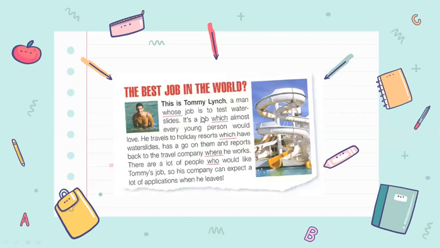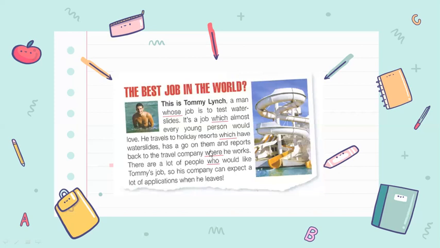Furthermore, here we have a little bit more information about the job itself. It's a job which almost every young person would love. So this is a sort of opinion about this job, about the quality of this job. Then in the next sentence, we have mentioned holiday resorts. So we know that Tommy travels to holiday resorts which have water slides. So this tells us a little bit more about the resorts themselves. We know that these resorts have water slides.